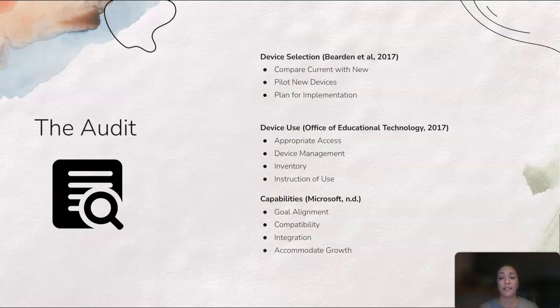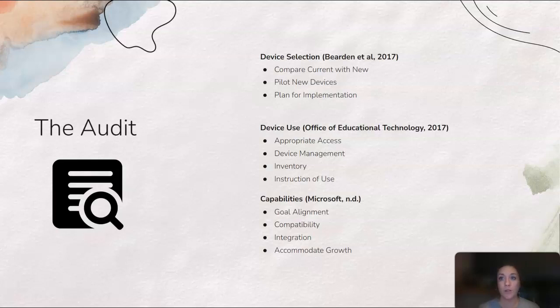And finally, for the last category, the committee will also be tasked with assessing the capabilities of the technology devices in the district. First, we'll need to ensure that they align with educational goals, support curriculum objectives, and foster engaging learning experiences. We'll want to consider how the devices are compatible with areas such as email, school and district websites, online learning, remote accessibility, response to wireless internet, etc.